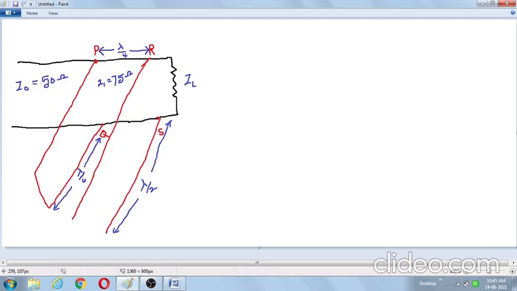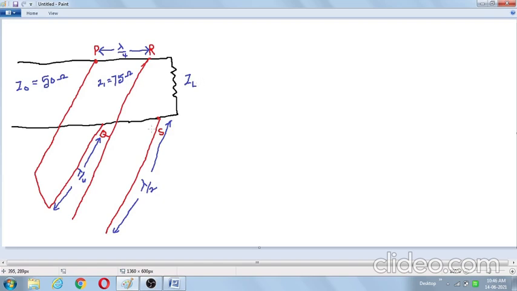Here a lambda by 4 transmission line is connected. This is a short circuited stub having length lambda by 4 whose characteristic impedance is 75 ohms, and this is an open circuited stub connected between R and S whose length is lambda by 2. The actual transmission line characteristic impedance is 50 ohms. So we have to find the load impedance ZL.